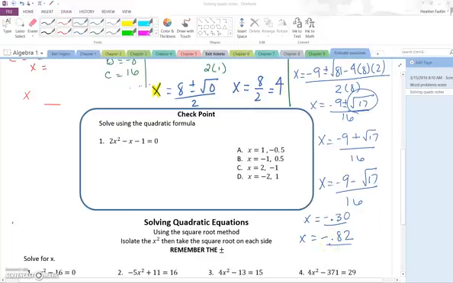All right, so you need to do checkpoint number 1. It will pop it up and ask you for the answer.